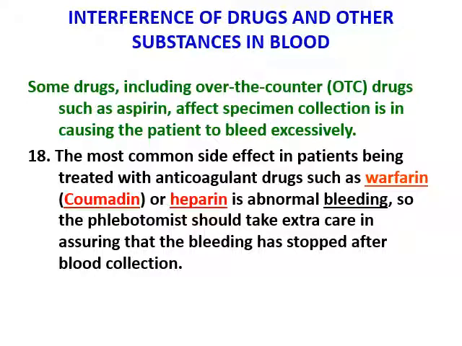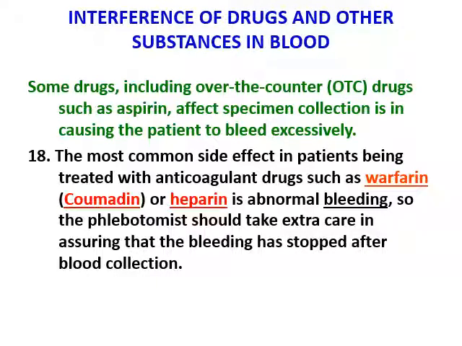Interfering are drugs and other substances in the blood, okay? We have to understand that there's a lot of over-the-counter drugs and things out there that patients take, supplements and things of that nature, and we have to understand that these things can affect our lab results. They can also affect sometimes how long the patient's bleeding, if they're taking a lot of aspirin or things of that nature, okay?